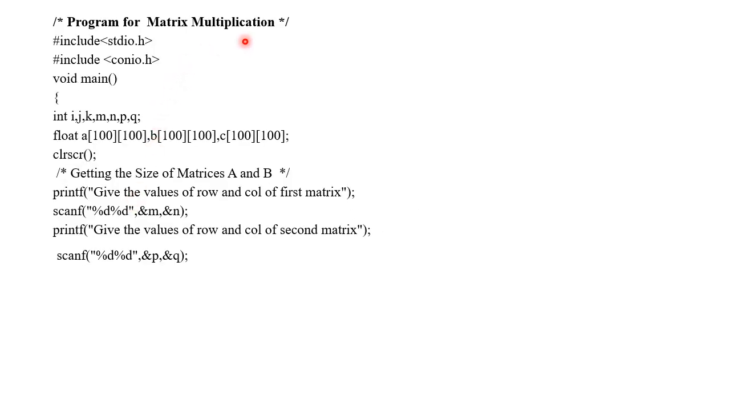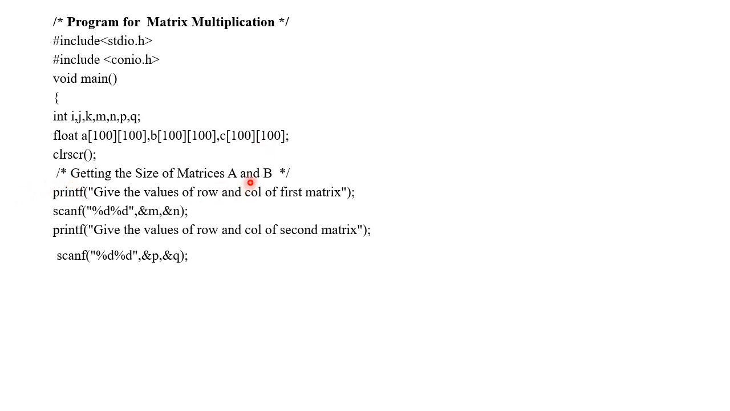Program for matrix multiplication: include standard input output header file, stdio.h, void main. The integer variables i, j, k, m, n, p, q are integer variables. A, B, C are floating point arrays. Clear the screen. Everything I have explained in the previous video.